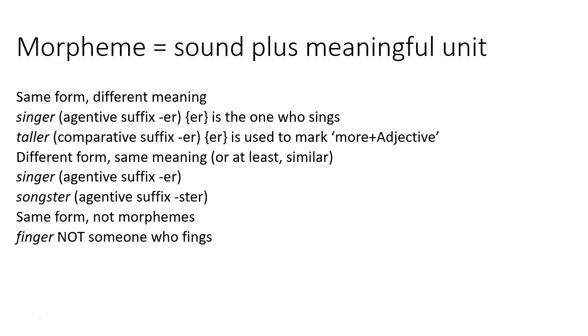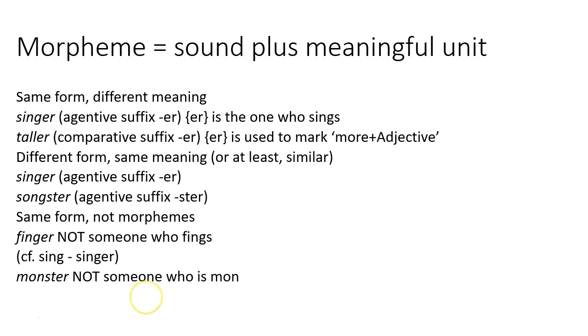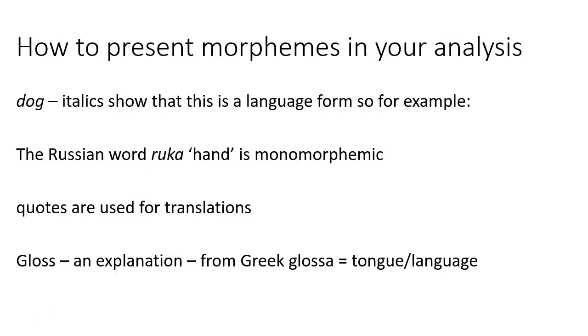It's a non-verb. So we would be erroneous to isolate, just because we can see it at the end, that as an agentive or a comparative suffix. It's not. Finger is one morpheme. Compare sing and singer, and it doesn't work. And similarly, a monster is not one who mons, okay? We can't talk about that because there is no verb to mon in standard English. But we might want to compare it with young and youngster, or spin and spinster, and then that's no good, is it?